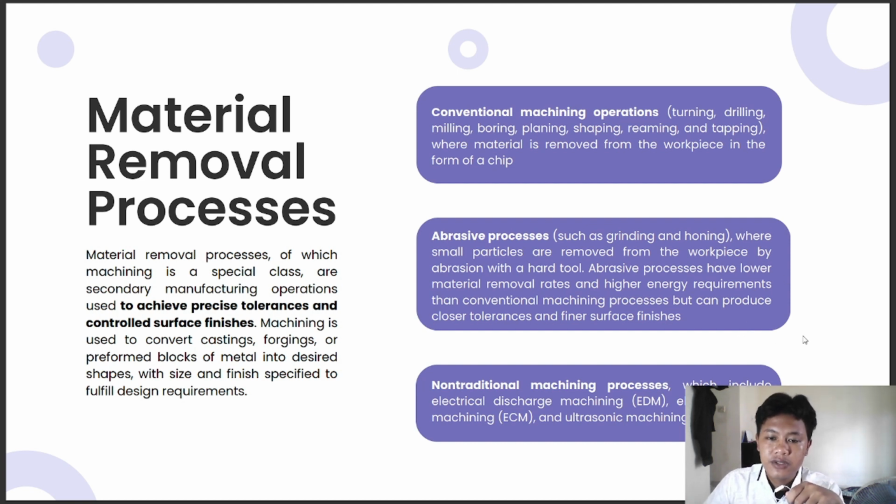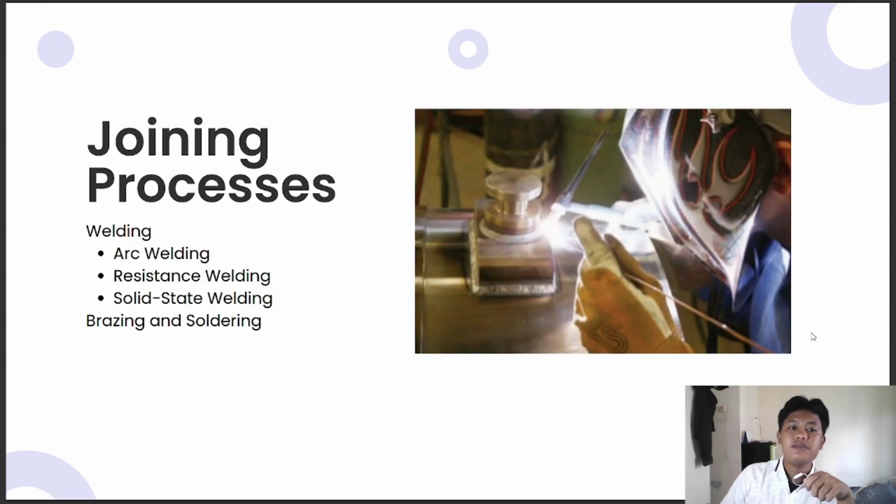Next is non-traditional machining process, which includes electrical discharge machining or EDM, electrochemical machining or ECM, and ultrasonic machining or USM. Joining process. Joining processes include welding, for example arc welding, resistance welding, solid state welding, and brazing and soldering.